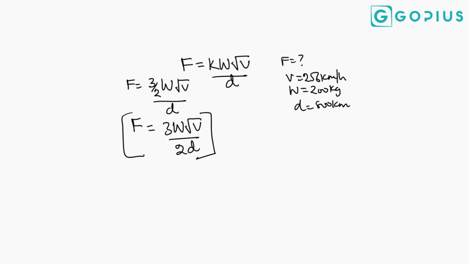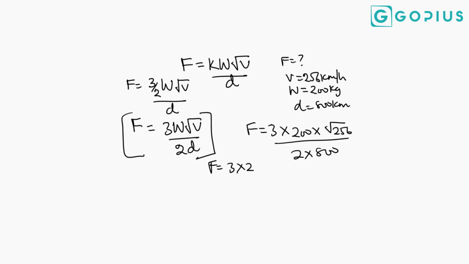All right, so we fix this up. We have F equals 3 times weight, which is 200, times the square root of the velocity, which is 256, divided by 2 times D, which is distance, 800. You can see it on the screen. All right, so we have F equals 3 times 200 times the square root of 256, of course, which is 16, divided by 2 times 800.